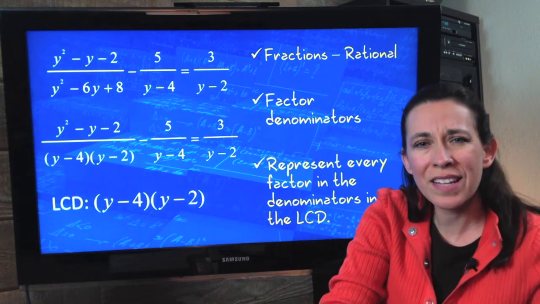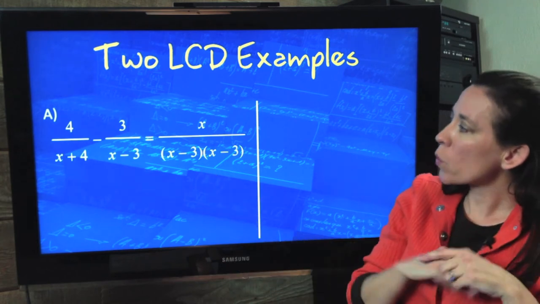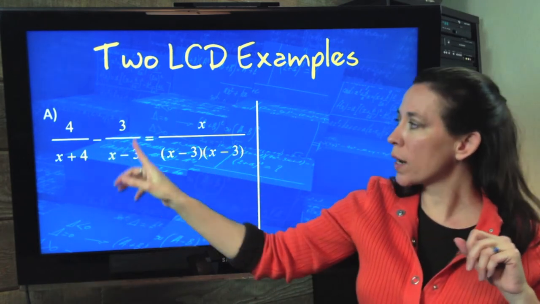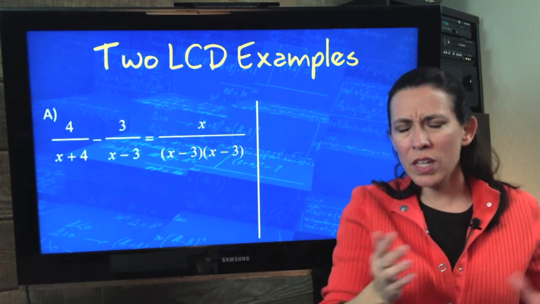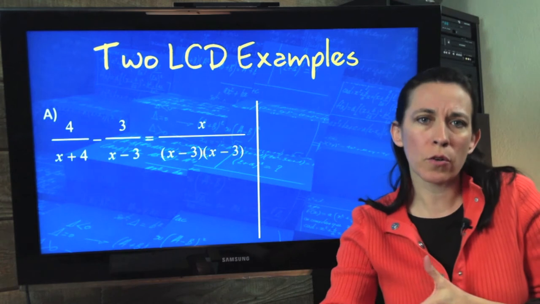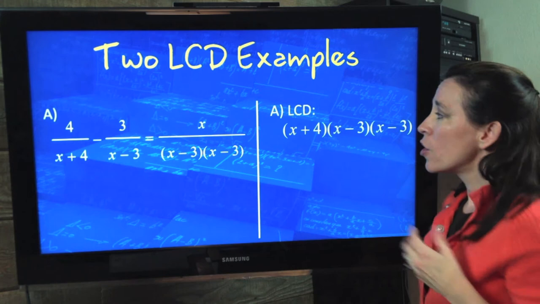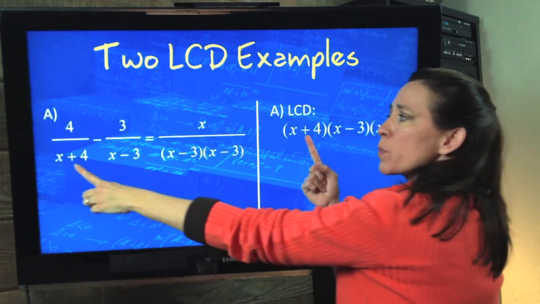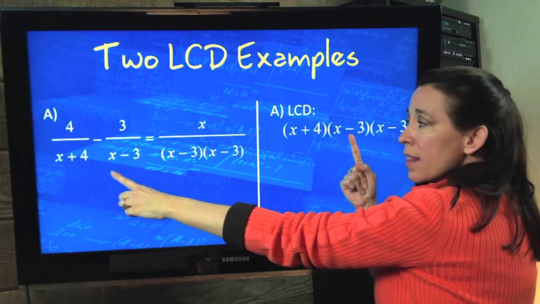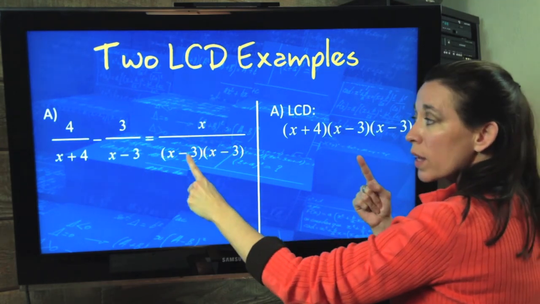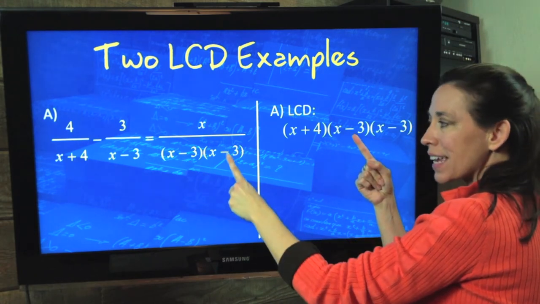Let me give you a couple more examples that shows some of the more common mistakes that I see. Here's one, I've already factored it for you. We have an x plus 4 and x minus 3, but this denominator has 2 x minus 3s. So when do we need just 1 x minus 3? When do we need 2? Remember, every denominator has to be represented completely. So in this case, we are going to have an x plus 4 from the first one, an x minus 3 from the second one. Then when we look to the last one here, we say, well, it has an x minus 3. Well, the first one already had an x minus 3, but it has a second x minus 3.